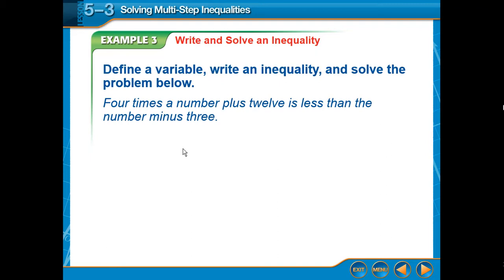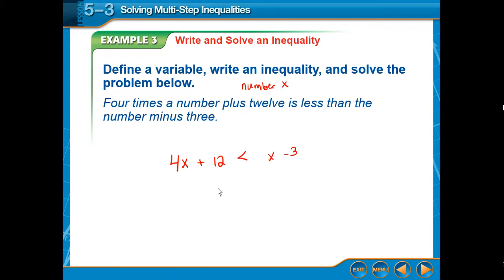We also want to be able to write an inequality based off of the words in a problem. For example, 4 times the number plus 12 is less than the number minus 3. We're going to call our number x. So 4 times the number is 4x, plus 12 is less than our number x minus 3. That's our inequality, and we also want to be able to solve it.